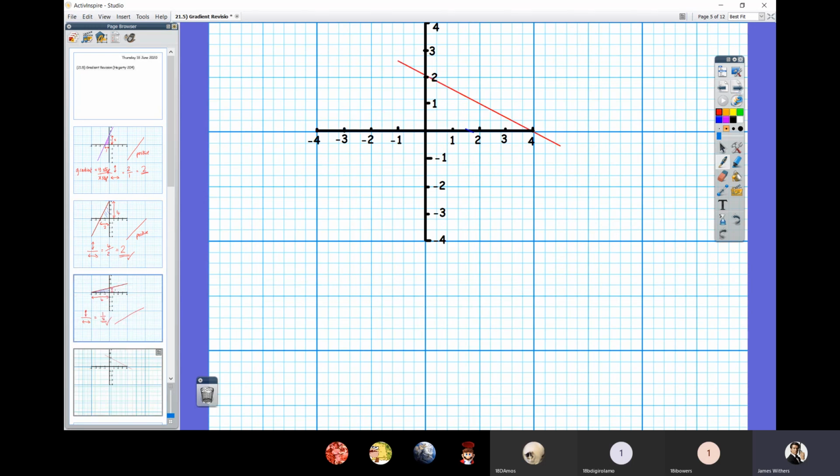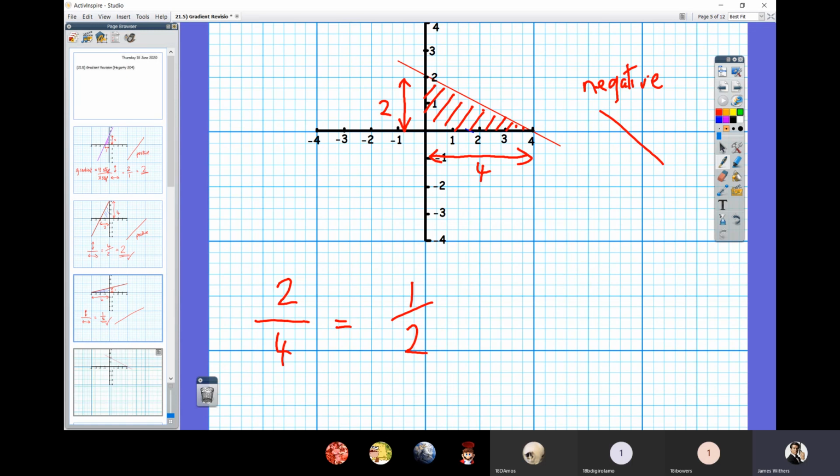Okay, final one of my examples. So here we go. Now, note, this is the first one we've looked at which is going downwards. So the final answer must be negative, because this is going downwards from left to right. So there's my triangle. It doesn't matter which triangle you choose, just make sure it's something sensible that gives you whole numbers. The bigger the better, I would say. The height of this triangle is 2. The length of the base of this triangle is 4. Now 2 over 4 simplifies to 1 over 2, but because this is going downwards, your final answer must be -1/2.